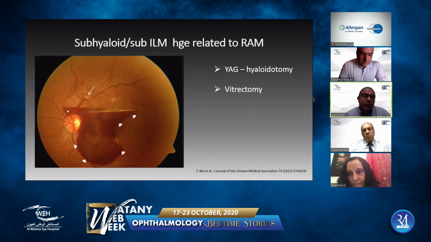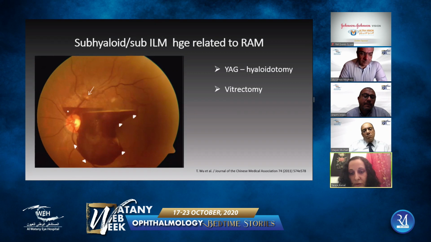Yeah. So I would probably discuss the options with the patient, but you can get away with a simple YAG hyalodotomy without subjecting the patient to a vitrectomy. I have good results with such subhyaloid hemorrhages, whether due to Valsalva or RAMs, or even sometimes in a few cases of diabetic patients after doing a good PRP. So yes, I would go for a YAG hyalodotomy.